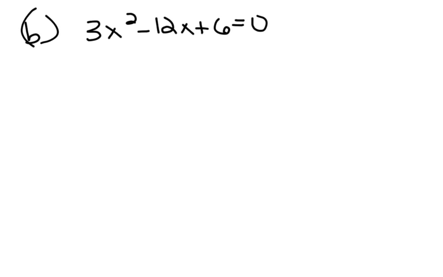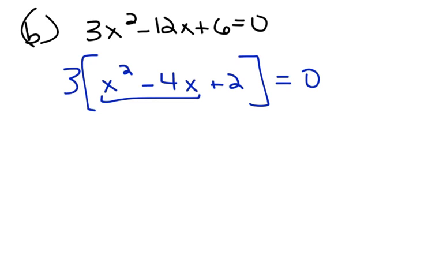Now let's try this with a more complicated problem, a quadratic whose leading coefficient is not 1. In order to complete the square to solve an equation, the leading coefficient has to be 1. So the trick I'm going to pull off here is I'm going to start by factoring out the 3. The reason is all 3 terms are divisible by 3. So I'm going to get x squared minus 4x plus 2.